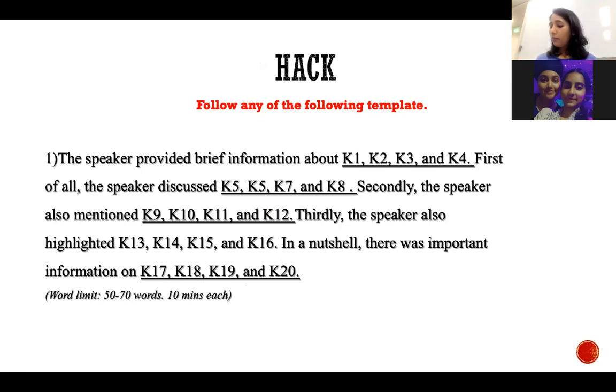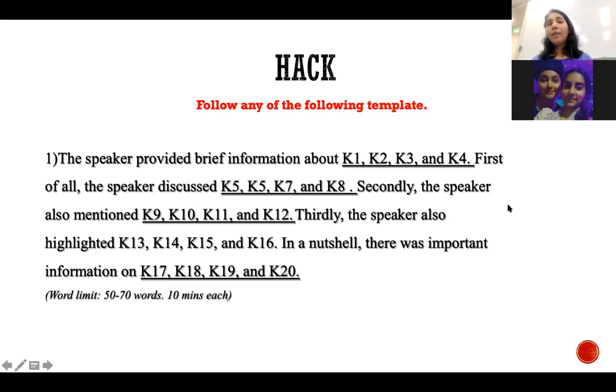Now, how to attempt this question? Draw on your sheet of paper 3 lines or make 4 columns like this. And then when you're listening to the audio, you will take down keywords from the audio in groups of 4. Clear? Yeah, ma'am.